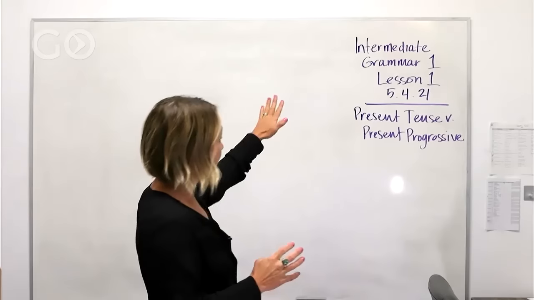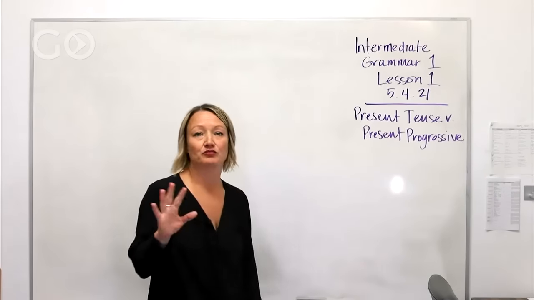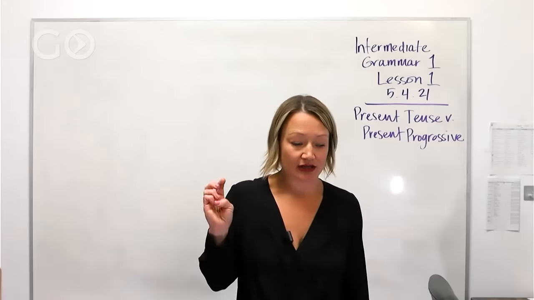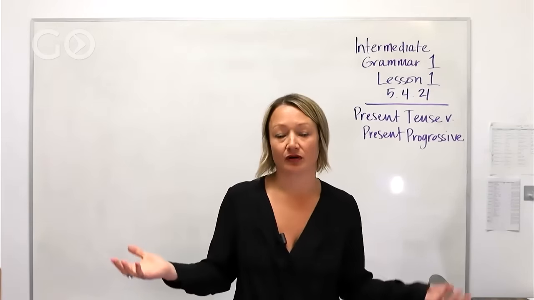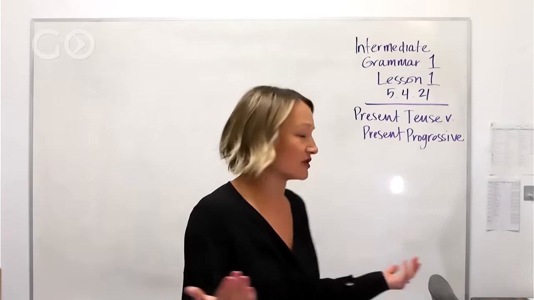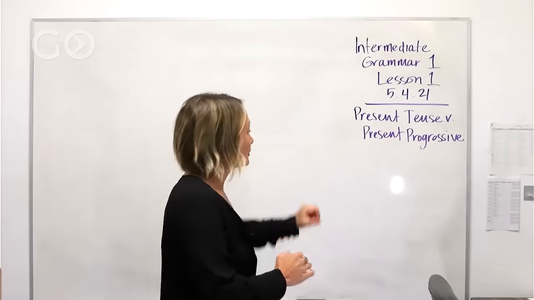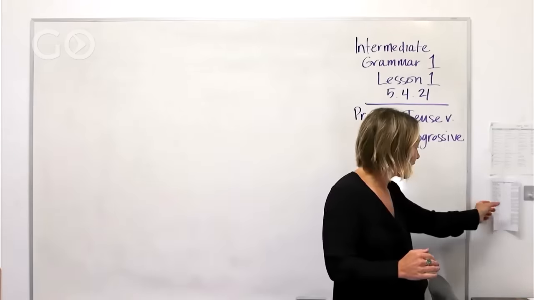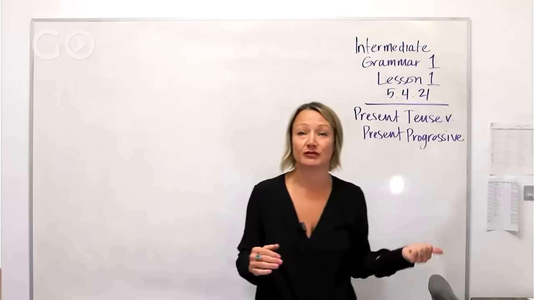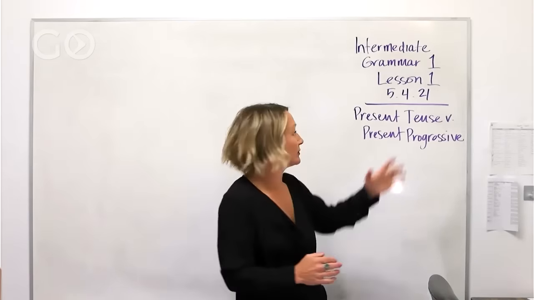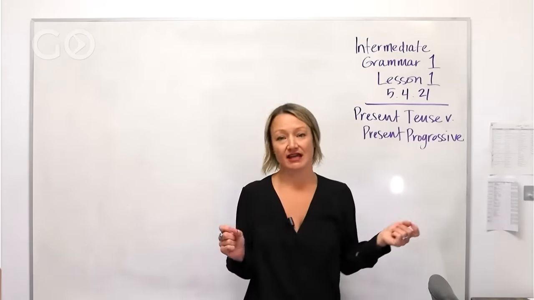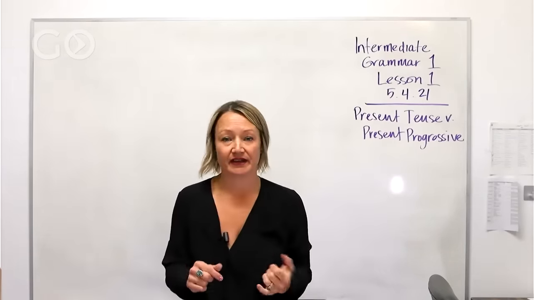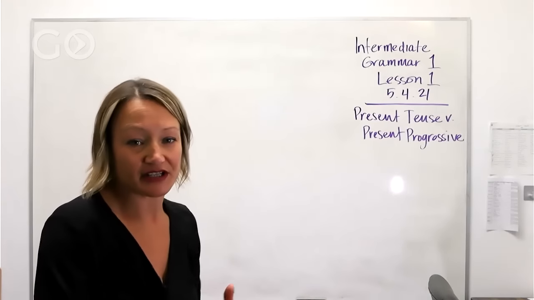So intermediate grammar, we are doing a B1, let's call this B1, B2. The Common European Framework of Reference is the CEFR, that's the B1, B2. We're going to look today at present tense and present progressive. Some of the other topics that we will learn in intermediate grammar 1. So this is lesson 1 of 8. I will do 8 lessons in intermediate grammar 1 this month, okay? That is what is happening here.